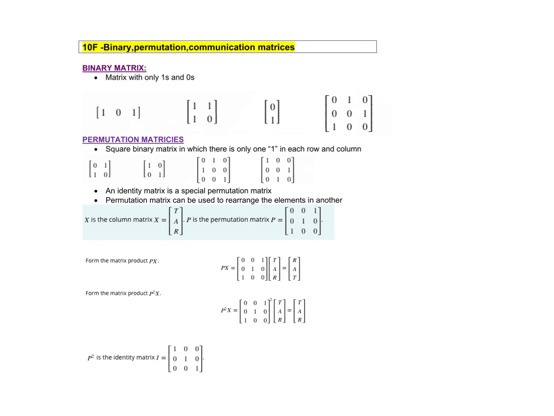Okay, so today we're going to look at a few things. We're going to look at a binary matrix, a permutation, and communication matrices. Okay, so the first one is a binary matrix.